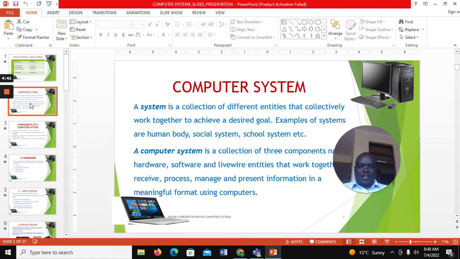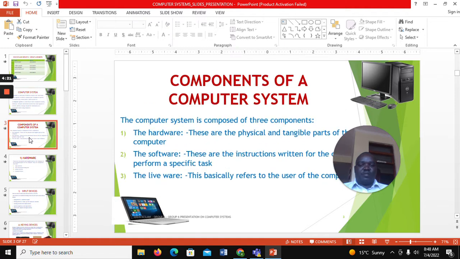Then we have the second slide about computer systems, which talks about the system as a collection of different entities that collectively work together to achieve a desired goal. A computer system is a collection of three components, namely hardware, software, and liveware. As we have said, there are three components of a computer system.